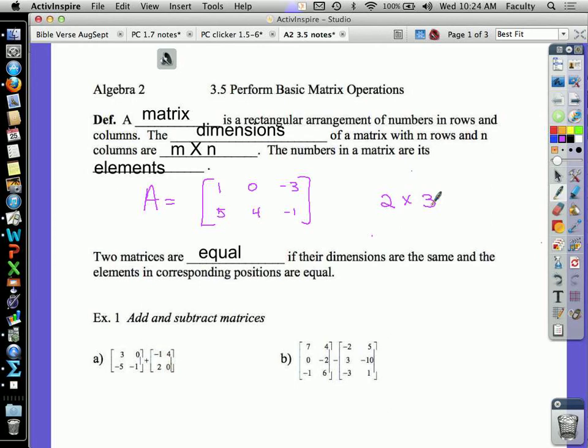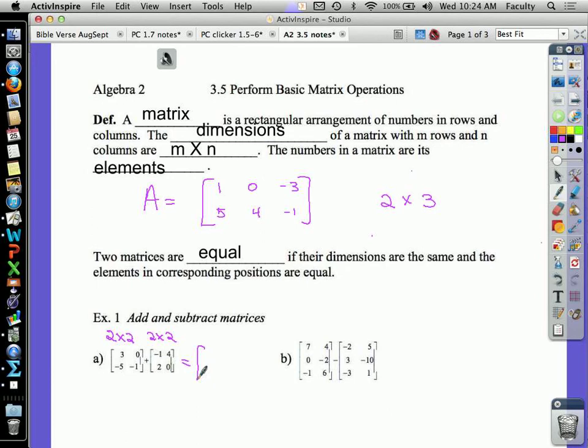Two matrices are equal if their dimensions are the same and the elements in corresponding positions are equal. The good news is, when you want to add or subtract matrices, all you have to do is make sure that you have the same dimensions. So the first matrix has 2 rows by 2 columns. As long as they have the same dimensions, you can add them. And all you do is add corresponding elements.